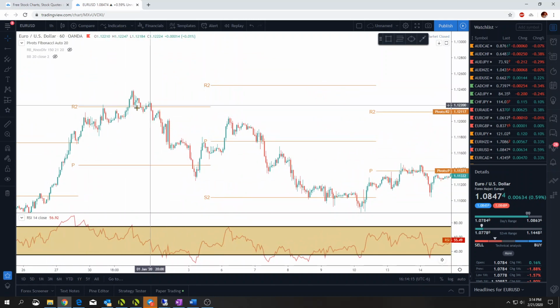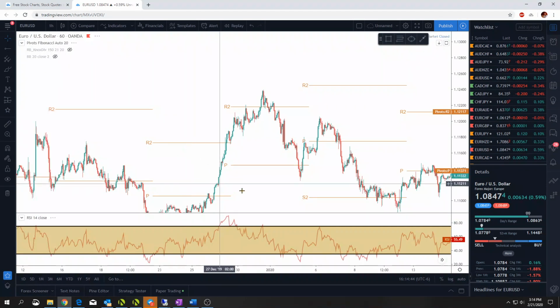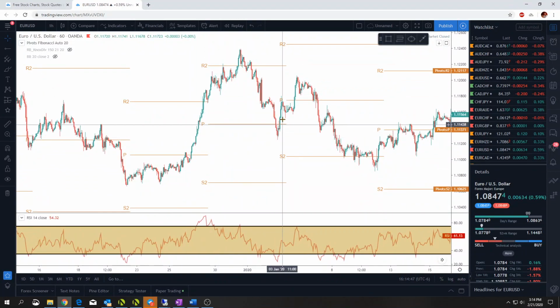Price hits R2. You sell it. Don't get too greedy and have too tight of a stop loss. Give it time. You've got to wait a few hours, right? And bam, back down to the pivot. Right here at the pivot, like I was telling you guys, I use the pivot as my take profit, but you also could use the pivot to think, okay, we had a strong bullish move, came back down, right? Touched the pivot, that released it to continue its bullish move.